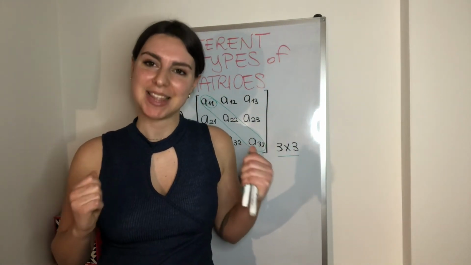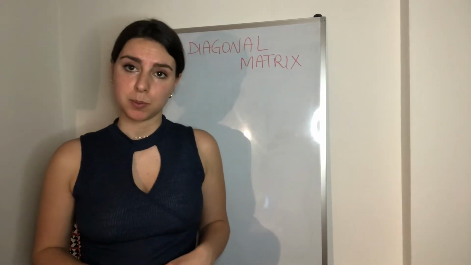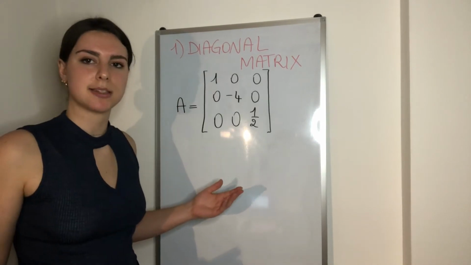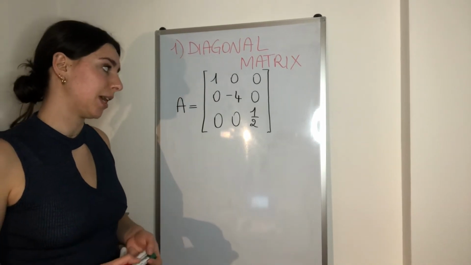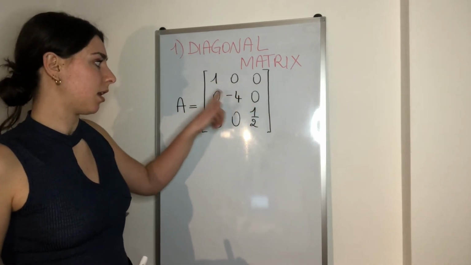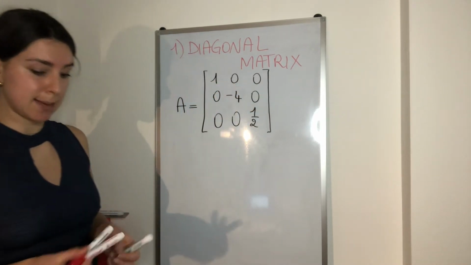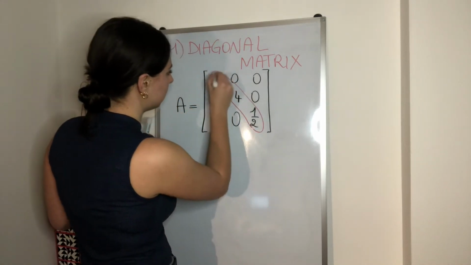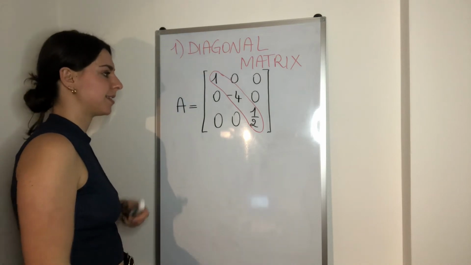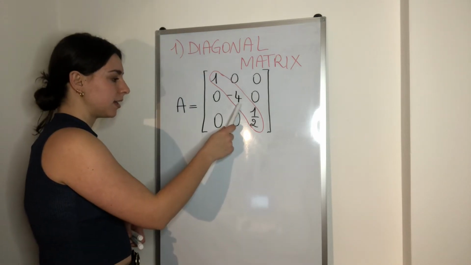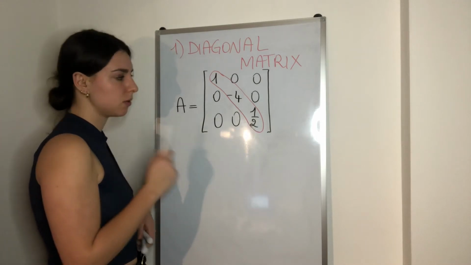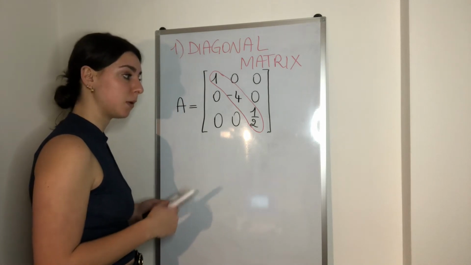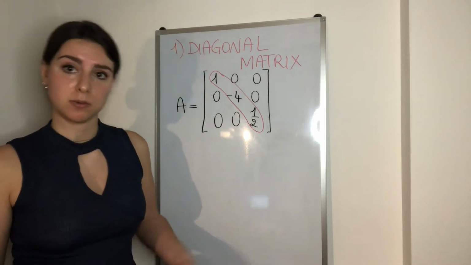So let's get going. The first type would be the diagonal matrix. This is an example of a diagonal matrix. All entries are equal to 0 except for those which are on the main diagonal. And yes, they can be negative, they can be a ratio, they can be anything, but they have to be different from 0. They could be a square root, for example.